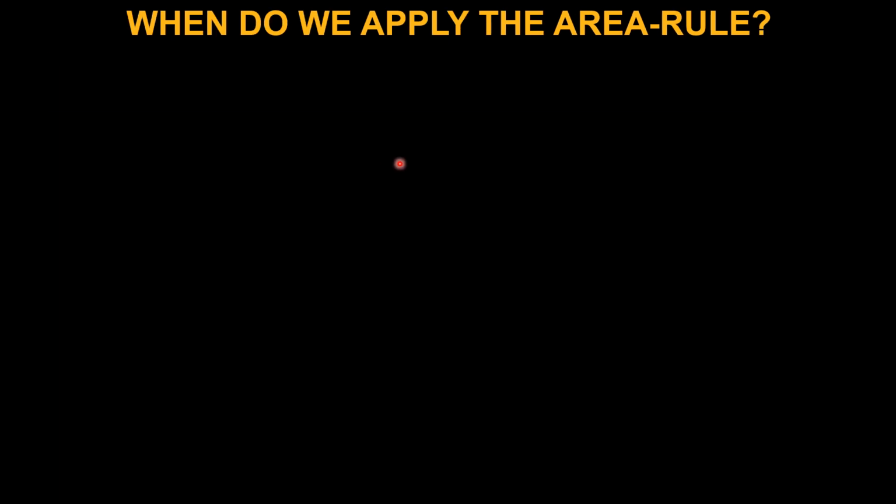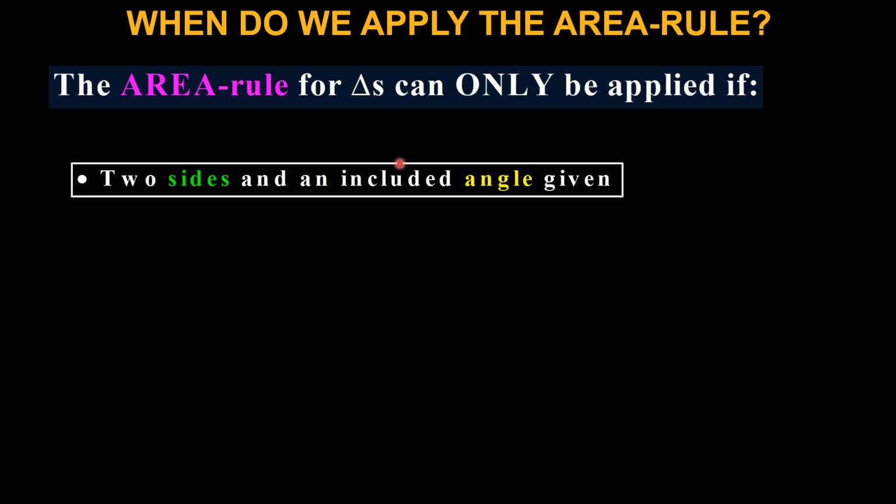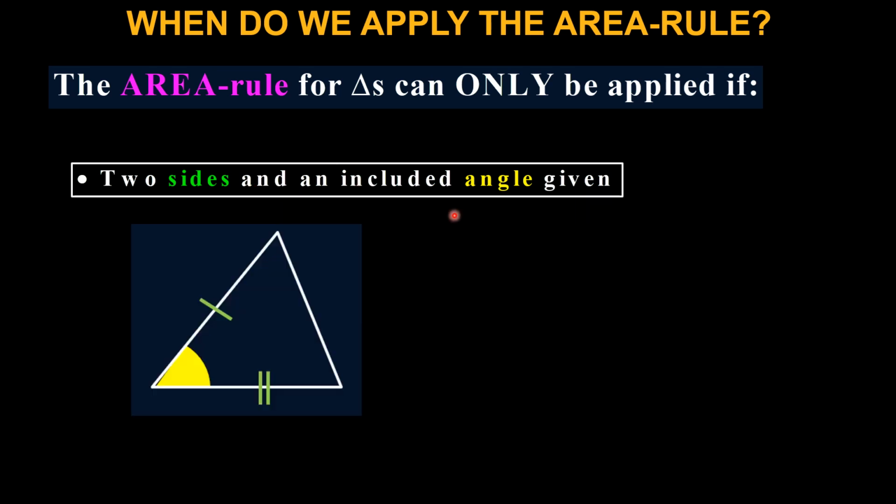Now the area rule can only be applied if I have two sides and it must be an included angle. Let's just look at that. You can see there's the two sides, there's a side and another side. The angle must be included. I can't have that angle here, so it must be an included angle. So the area rule will only apply to the side angle side case there.